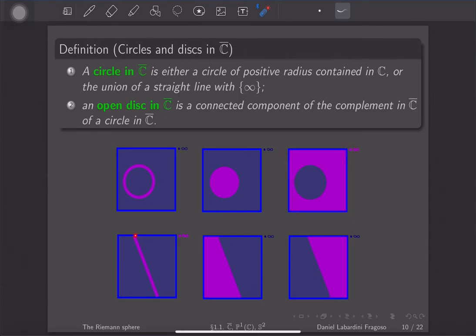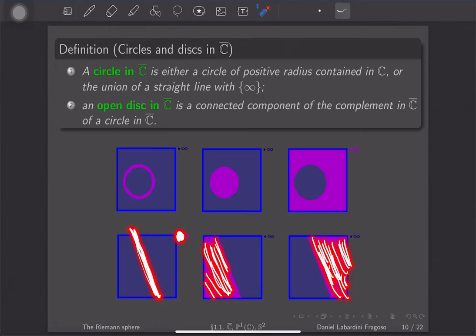And in this other case, it's the complement of the circle. So this is an open disk, but without including the point at infinity, or the other connected component, also without including the point at infinity, because the point at infinity belongs to this circle in C bar.